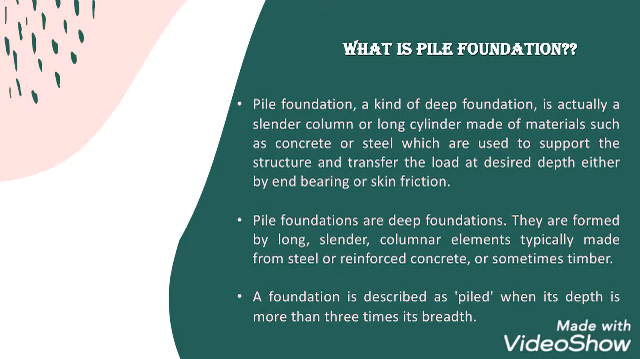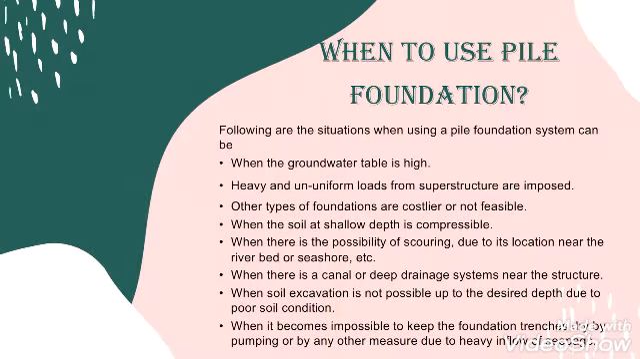When to use pile foundation? Following are the situations when using a pile foundation system can be considered. First, when the groundwater table is high, and heavy and non-uniform loads from the superstructure are imposed. Other types of foundations are costly or not feasible. When the soil at shallow depth is compressible. When there is the possibility of scouring due to its location near the riverbed or seashore.